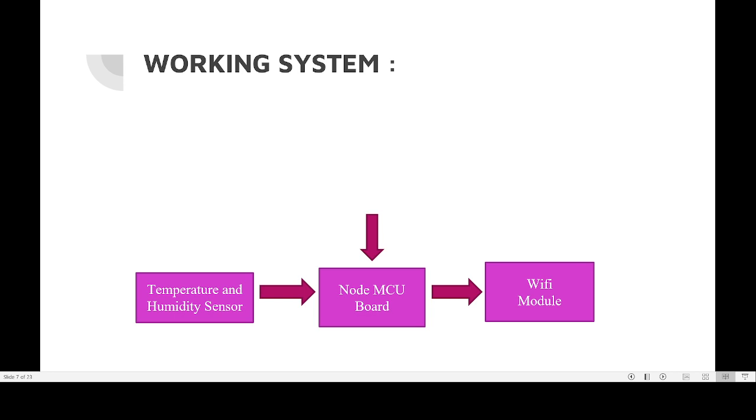Then the sensor, that is, the combined temperature and humidity sensor, is connected to the microcontroller unit, the NodeMCU board. The board collects the analog signal and converts it to digital through the Wi-Fi module, which turns the signals into a digital output. Then it is used as a monitoring device and controlling system, accessed through a smartphone or from a remote location.